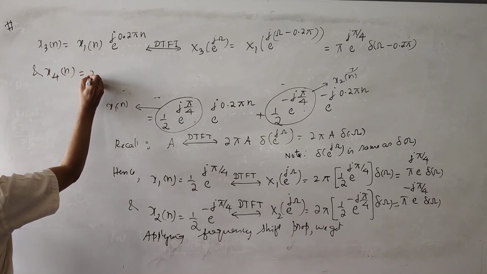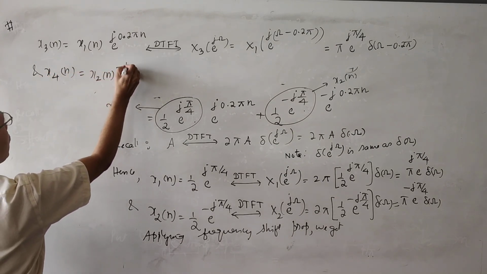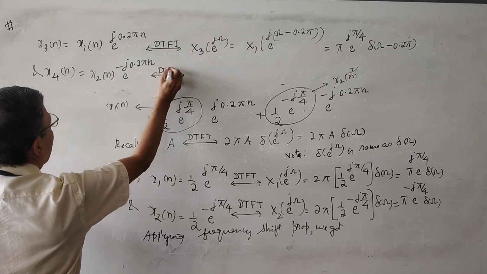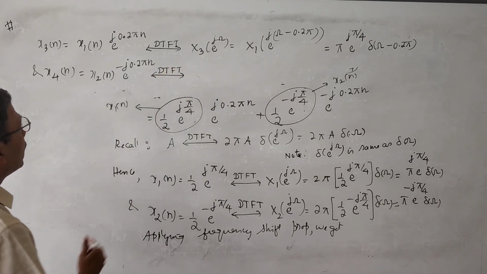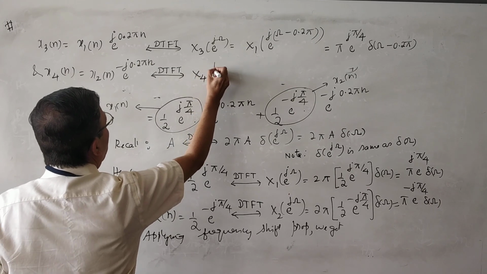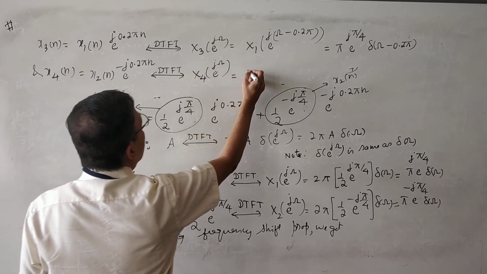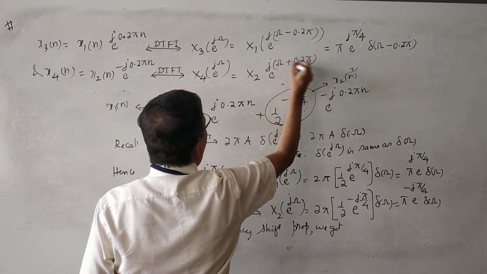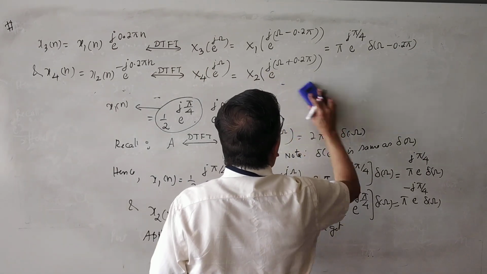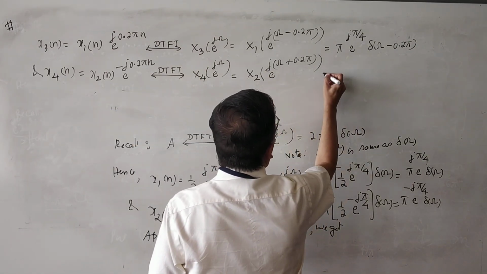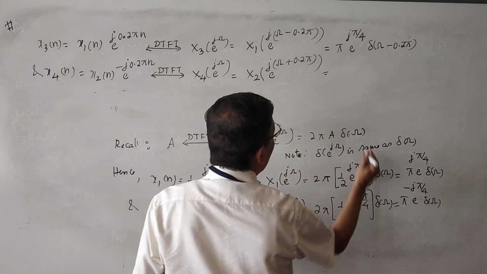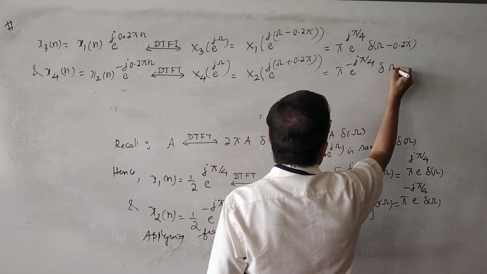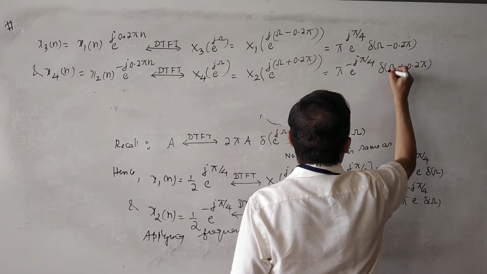And x4 of n. What is x4 of n? x2 of n into e to the power minus j 0.2 pi n will have a discrete time Fourier transform x4 of e power j omega equal to x2 of e to the power j omega plus 0.2 pi, equal to pi into e to the power minus j pi by 4 into delta of omega plus 0.2 pi.